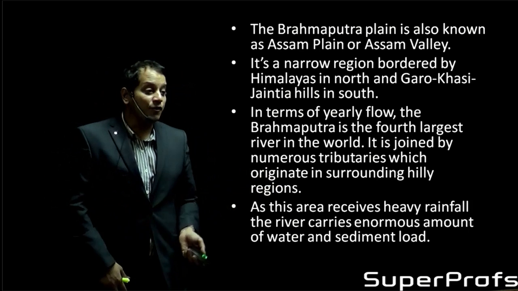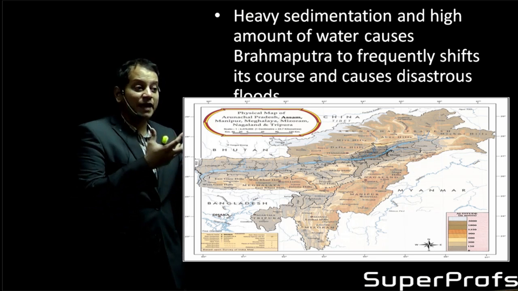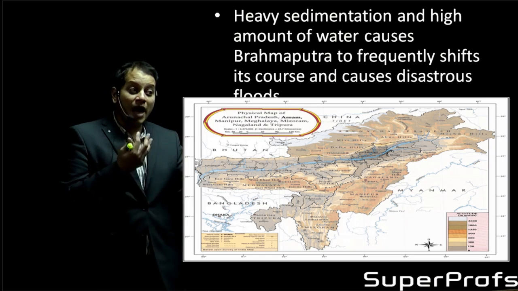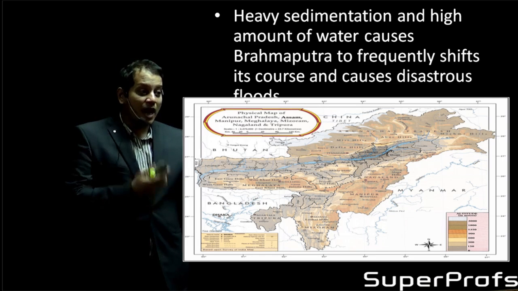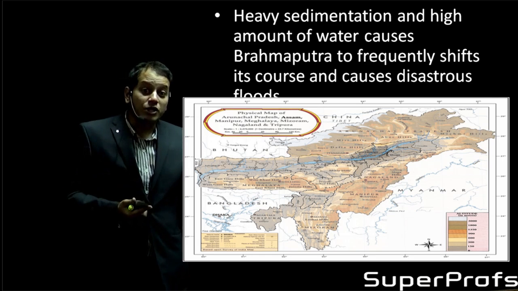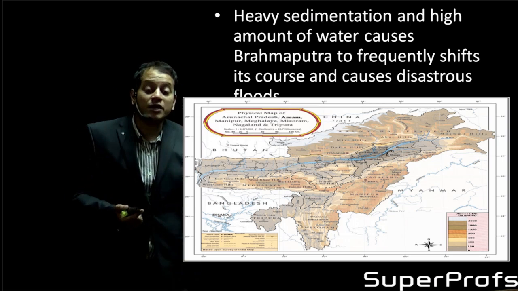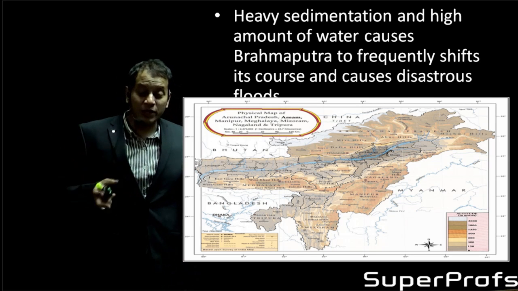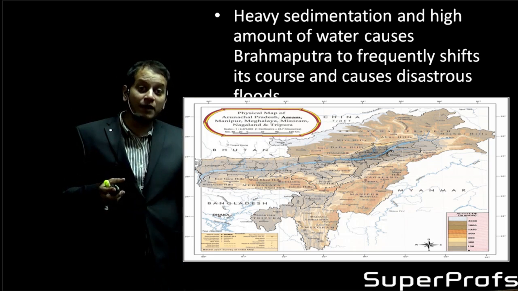So therefore this Brahmaputra river region, because of very high sedimentation and high amount of rainfall, receives very high amount of rainfall, and therefore the Brahmaputra river constantly shifts its course because the amount of sediment load is high and the amount of water is also high.